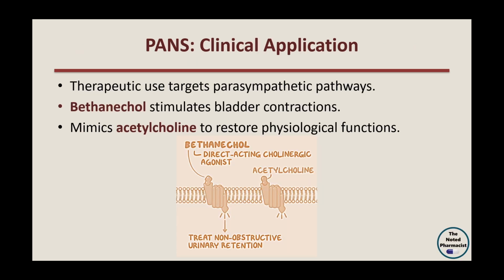Therapeutic interventions often harness PANS mechanisms to address clinical conditions. For example, the muscarinic receptor agonist bethanechol is used to stimulate detrusor muscle contractions in the bladder, improving voiding in patients with non-obstructive urinary retention. This targeted activation of parasympathetic pathways illustrates how pharmacological agents mimic natural neurotransmitter actions to restore normal physiological functions.